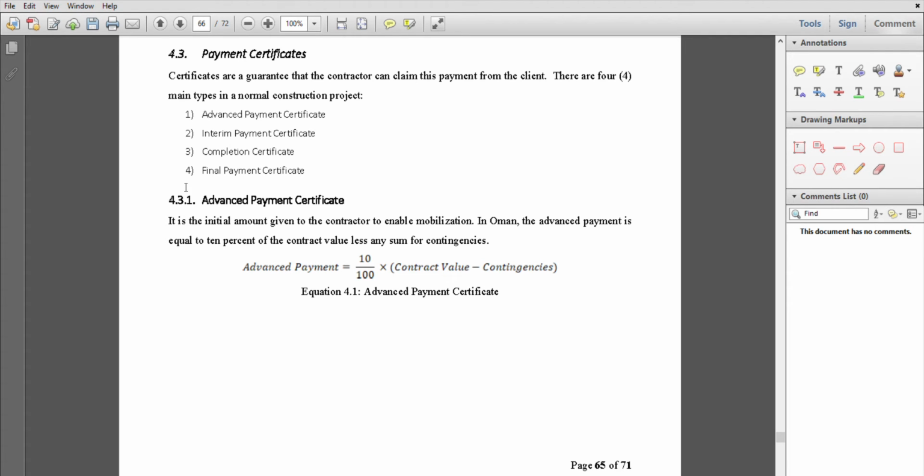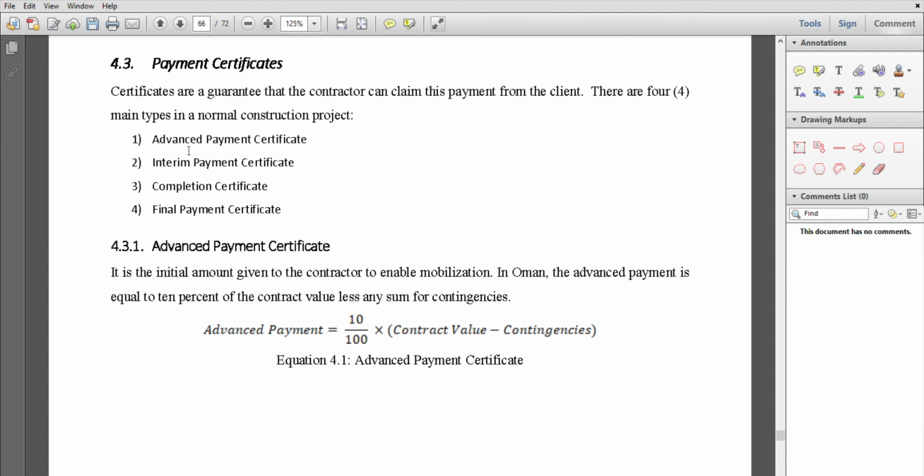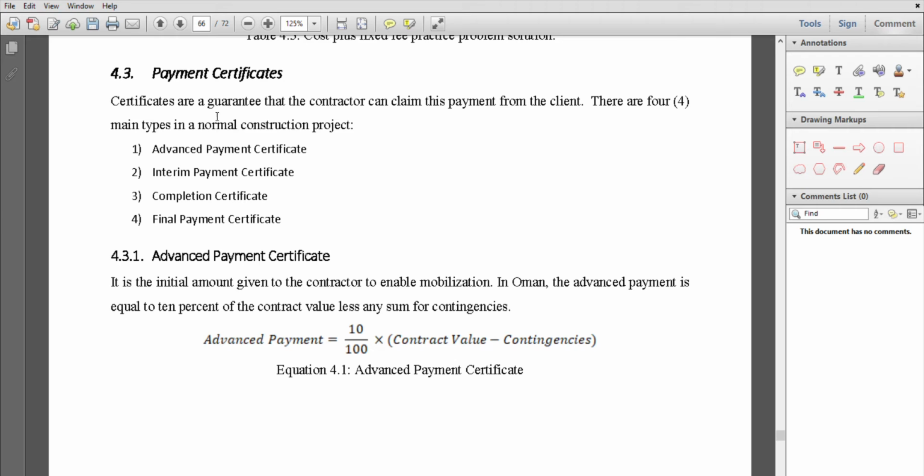Hi, this is the fifth online class, and today we're gonna have payment certificates. Payment certificates are a guarantee that the contractor can claim this payment from the client. So you have the payment mechanism already set, already agreed upon, and it's mentioned in the contract itself.